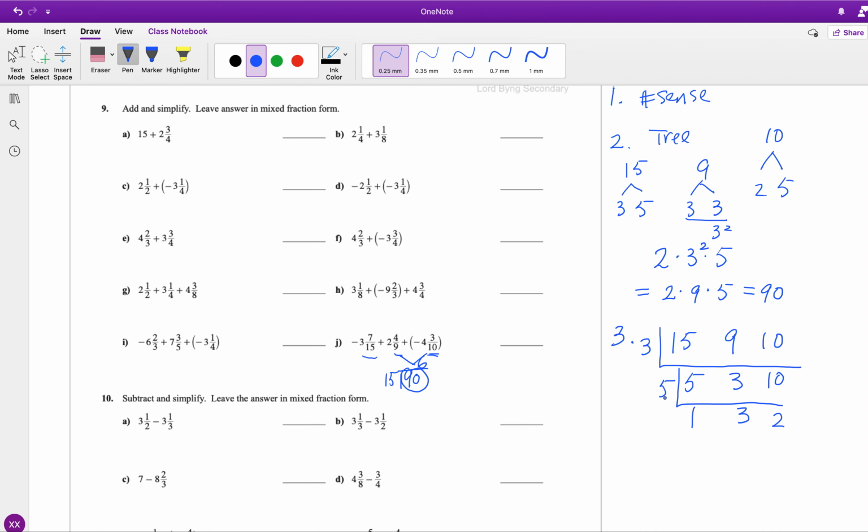Then you multiply these numbers all together: 3 multiplied by 5 multiplied by 1, multiplied by 3 multiplied by 2, again gives you 90. So with these two ways, besides number sense, if you can master either of them, then you can do anything that is needed.